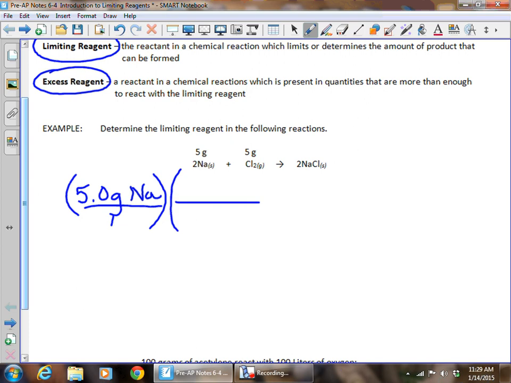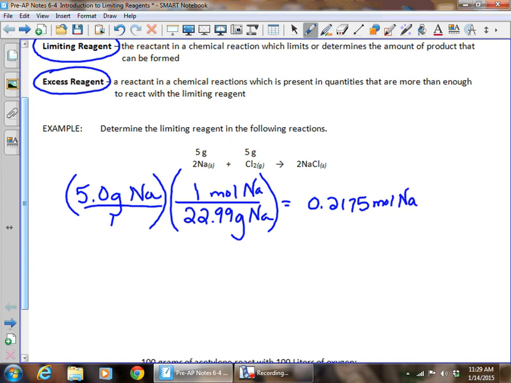So we need molar mass. If we're dealing with grams, the only conversion factor we've got is molar mass, and sodium is 22.99 grams per mole. And we end up with 0.2175 moles of sodium. Now, the nice part about this is we're not going to have to worry about sig figs and scientific notation. We just need to be able to compare the two numbers we end up with in the end.